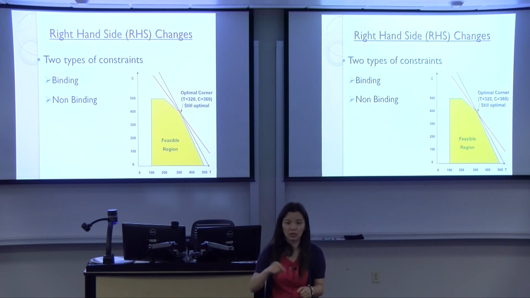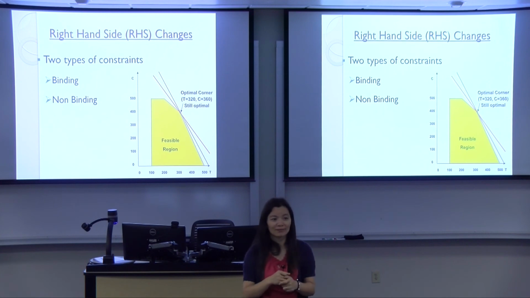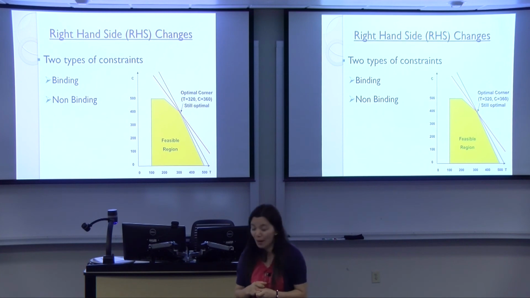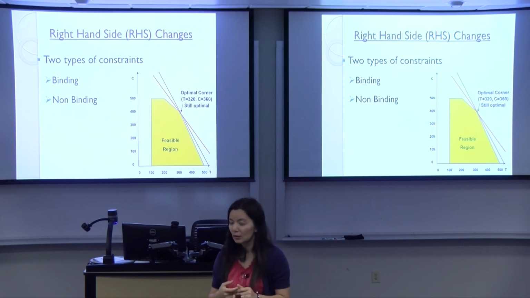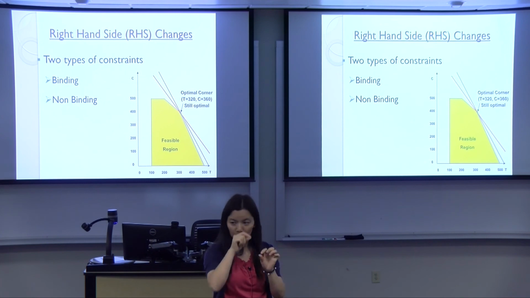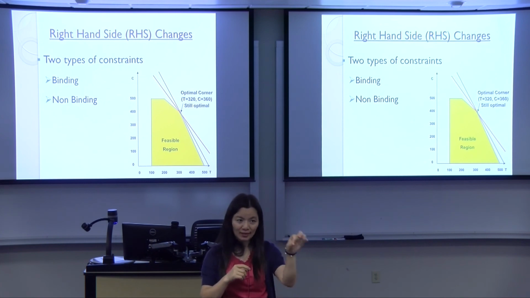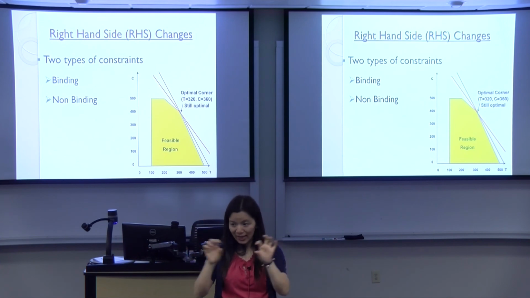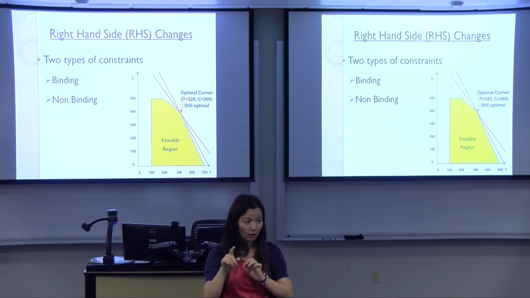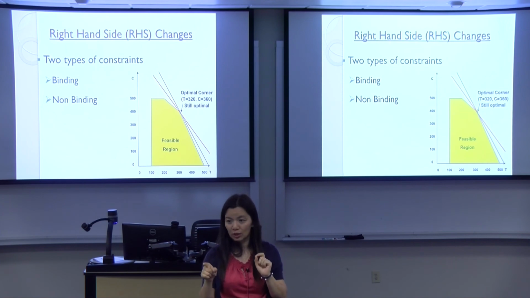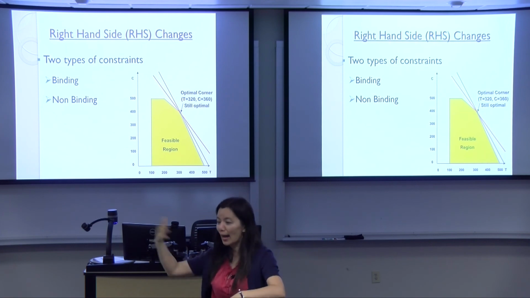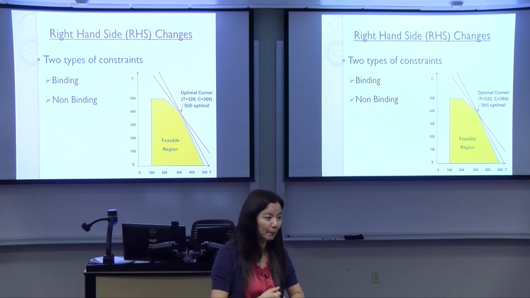What is a binding constraint? What does binding constraint mean? In the optimal solution, the left-hand side and the right-hand side of the constraint, are they the same or do they have some difference for a binding constraint? They are the same. It means you are using up the resource, right?